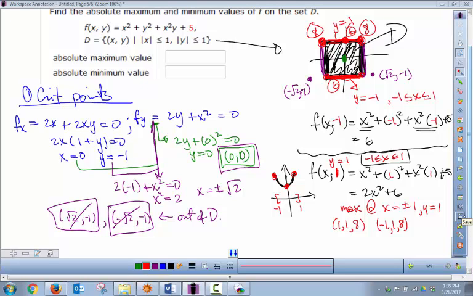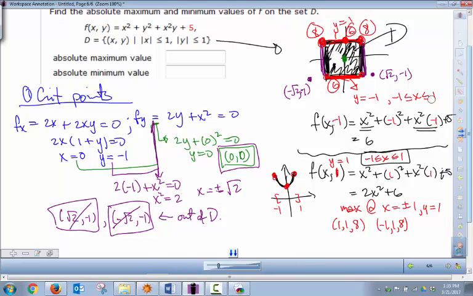We didn't try 0, 0. What happens when we put 0, 0 in there? So the z component's equal to 5. So we can make a little mark over here that at this point you got a height of 5. All right. We got a critical point. We got 2 of the boundaries. Let's check the other 2 boundaries.